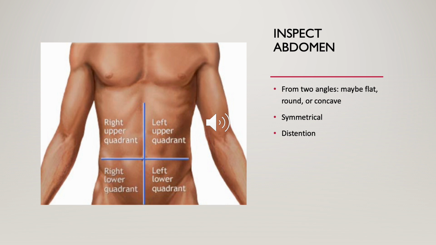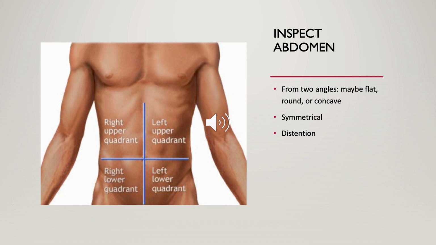Now, the abdomen can be described as flat, round, or obese, or concave. Another word for that is scaphoid, okay? So if it's concave or scaphoid, that could mean they're malnourished, or maybe they're just thin naturally. We want to know if the abdominal inspection is symmetrical. I talked about that. We want to note if it's distended.